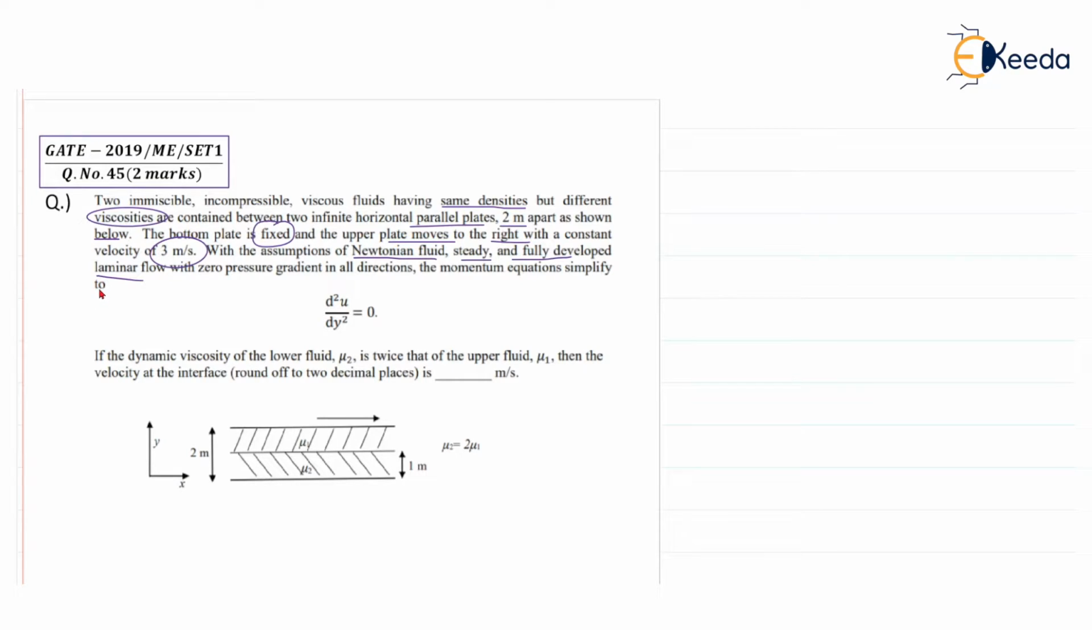with zero pressure gradient in all directions, the momentum equation simplifies to d square u by dy square equal to 0. If the dynamic viscosity of the fluid mu2 is twice that of the upper fluid mu1, then the velocity at the interface, rounded up to 2 decimal places, is dash in meter per second.